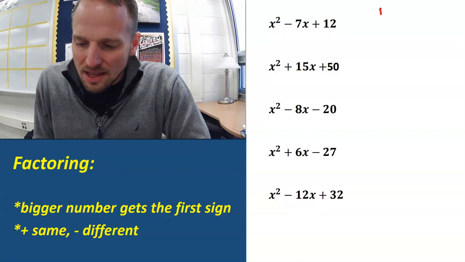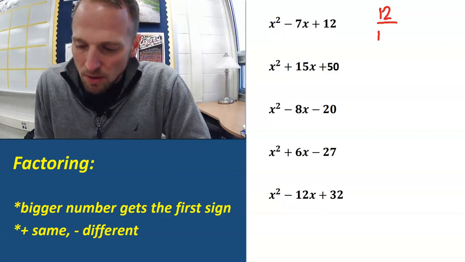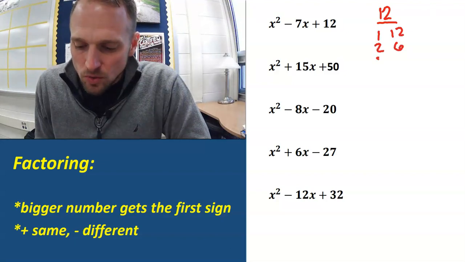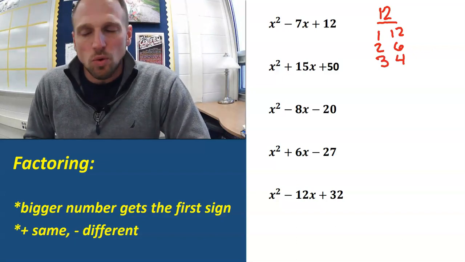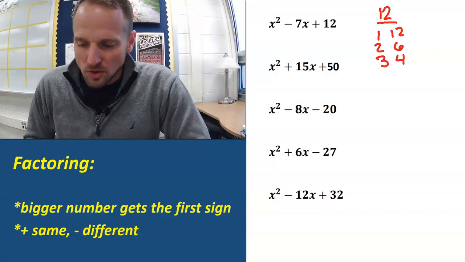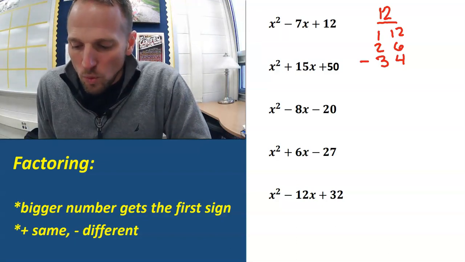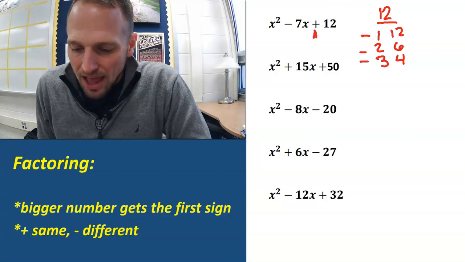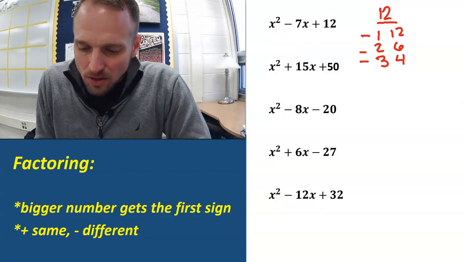So let's think, what are the numbers that multiply to get 12? Well, that would be 1 and 12, or 2 and 6, or 3 and 4. Those are the options that we have for 12. 1 times 12 is 12, 2 times 6 is 12, 3 times 4 is 12. What I'm looking for is which set of numbers right there will add to get 7. Well, if you're looking at it, that's going to be 3 and 4.